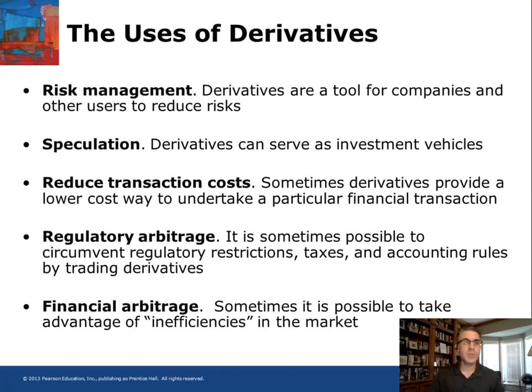Let's say that you want to have exposure to 100 shares of a certain stock. You could buy the stock outright, or you could enter into a derivative contract that provides you with the right to buy those 100 shares at some point in the future. Oftentimes, this is a much lower cost way of achieving the same position.